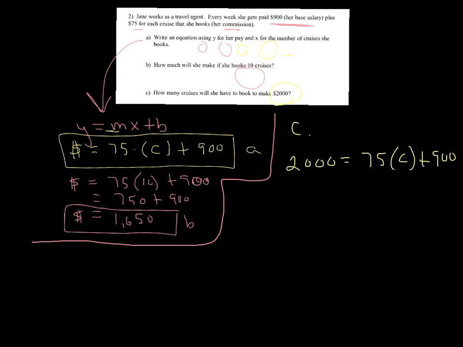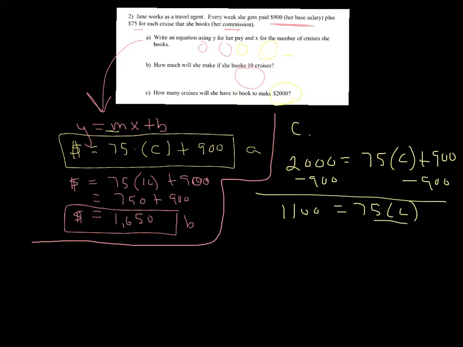So this time we're solving for the number of cruises. The first thing we need to do is subtract 900 from both sides, giving us 1,100 on the left side equals 75C. Now when we divide by 75 on both sides, what we're going to get for an answer is approximately 14.7 cruises. So that means that it's over 14 cruises.